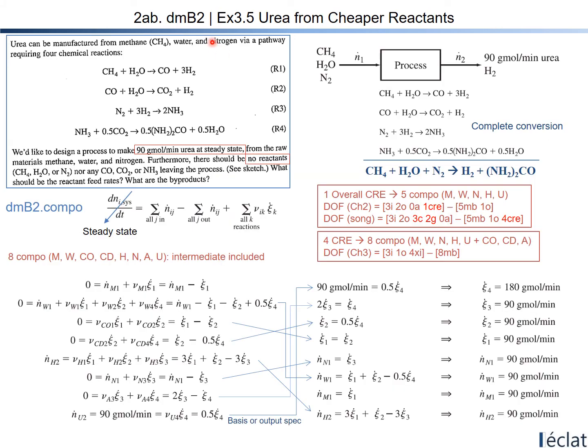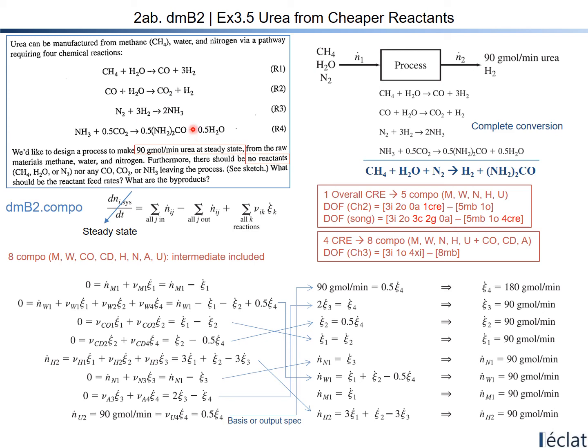The second example for the mole balance equation here, and we are still working on urea, but from cheaper reactants. Urea can be manufactured from methane, water, nitrogen via a pathway requiring 4 chemical reactions. So the first equation here, second equation, third equation, and fourth equation.